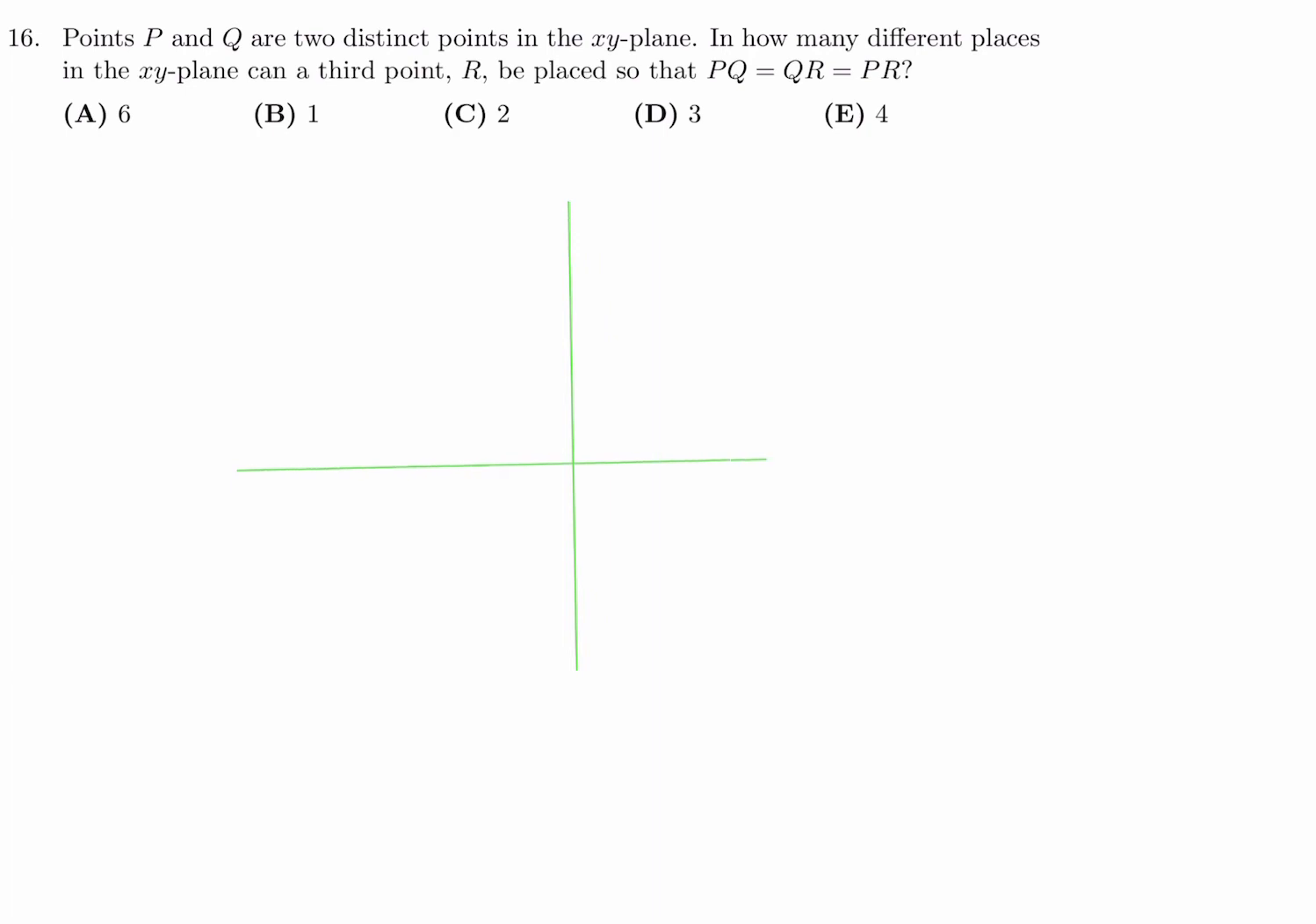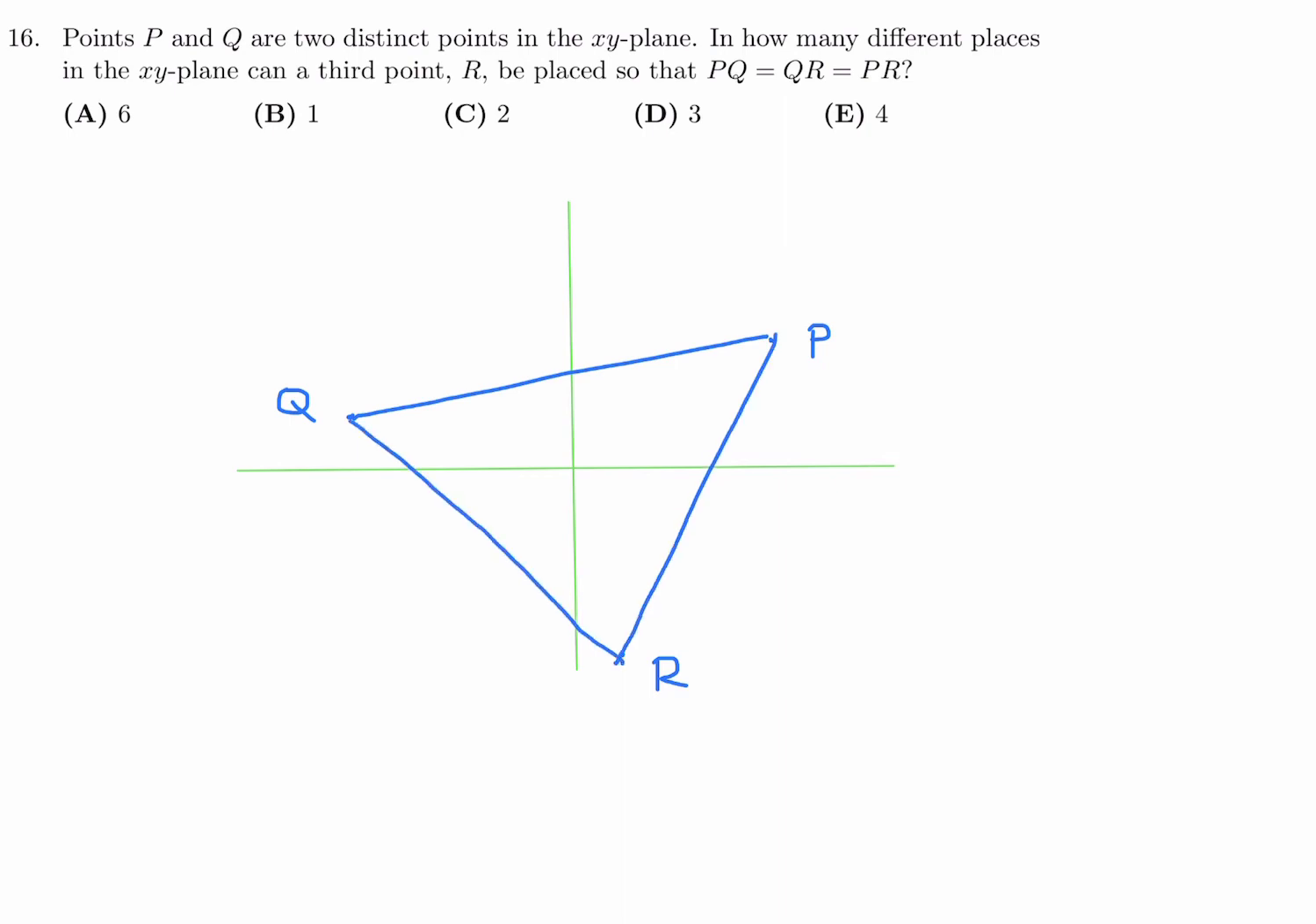We have an xy plane, and then we've got 2 points P and Q. Now, I have no idea where they are, so I'll just experiment. Let's just say here, P and Q. Now, we want a third point R so that we basically make this equilateral triangle. Well, I think if I put an R here, I could do that. This would most likely be an equilateral triangle. But I think if I put the R up here, it would also be the same.